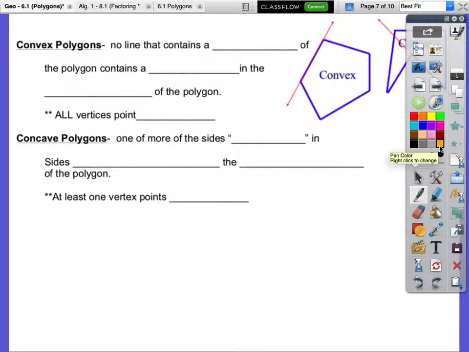A convex polygon. There are convex and concave polygons. Look at the page. Concave?